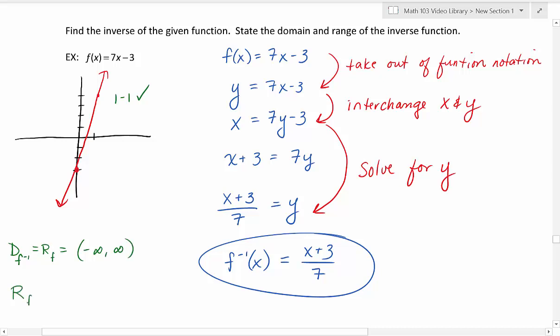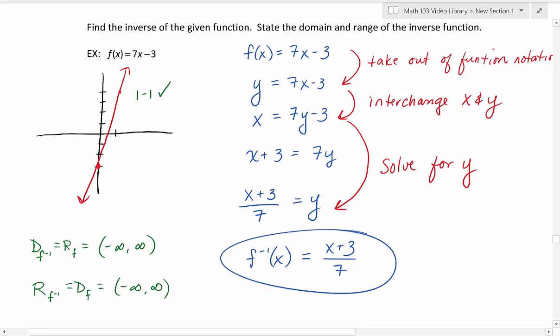And then the range of our inverse function, well, that's the same as the domain of our original function. So let's look for the domain of the graph we drew. Again, we have an arrow to the left and an arrow to the right with no breaks in between, which gives us a domain of negative infinity to positive infinity. So both the domain and range of our inverse function is negative infinity to positive infinity.